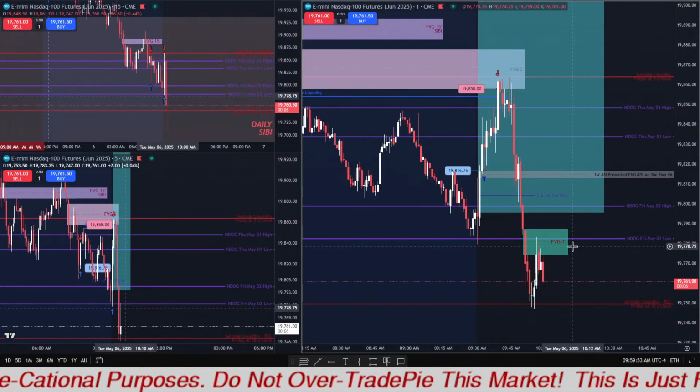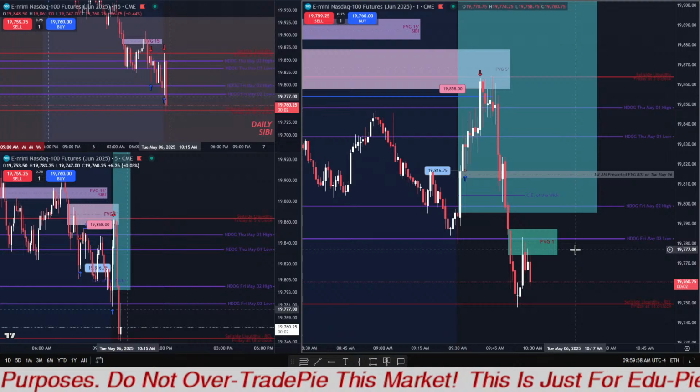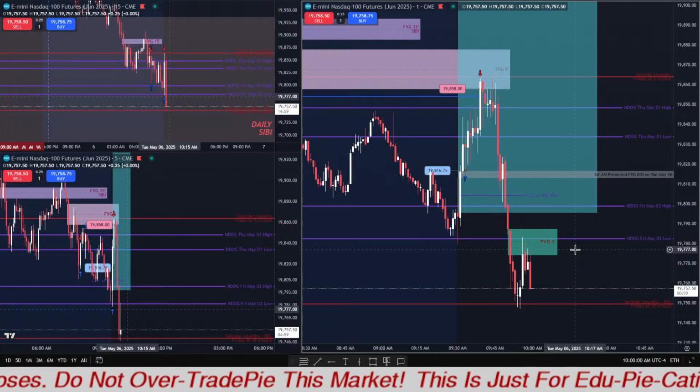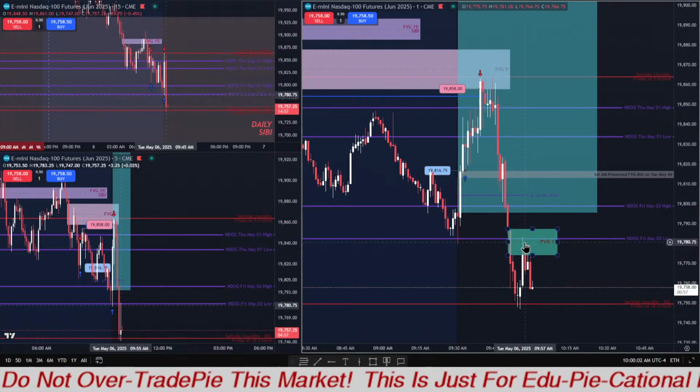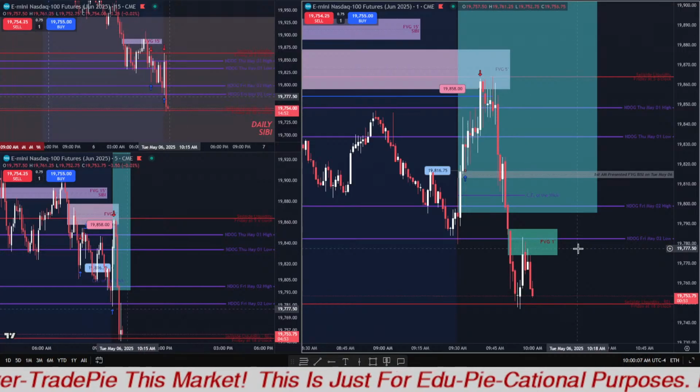Okay, after the reaction from this fair value gap over here, now we are discovering a little lower prices. Notice the midpoint of this fair value gap over here.